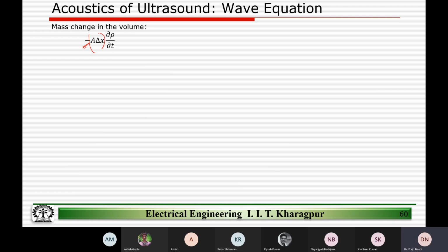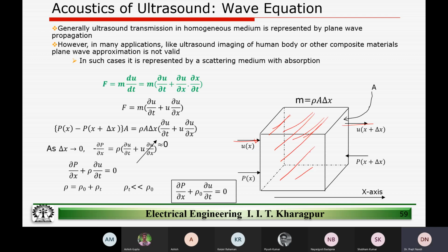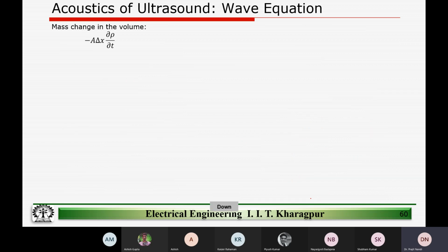The reason why this minus sign is there, if you go back to the previous slide, is because we have assumed at x plus delta x the pressure is p at x plus delta x, right? So the pressure gradient is opposite to the x gradient. Because of that, the mass change in the volume is the volume multiplied by the change in the density as a function of time, right?